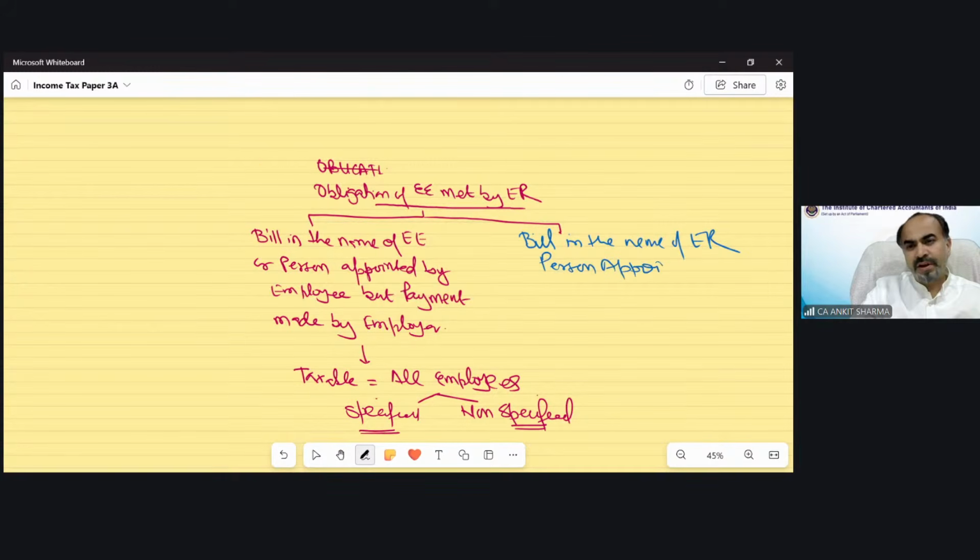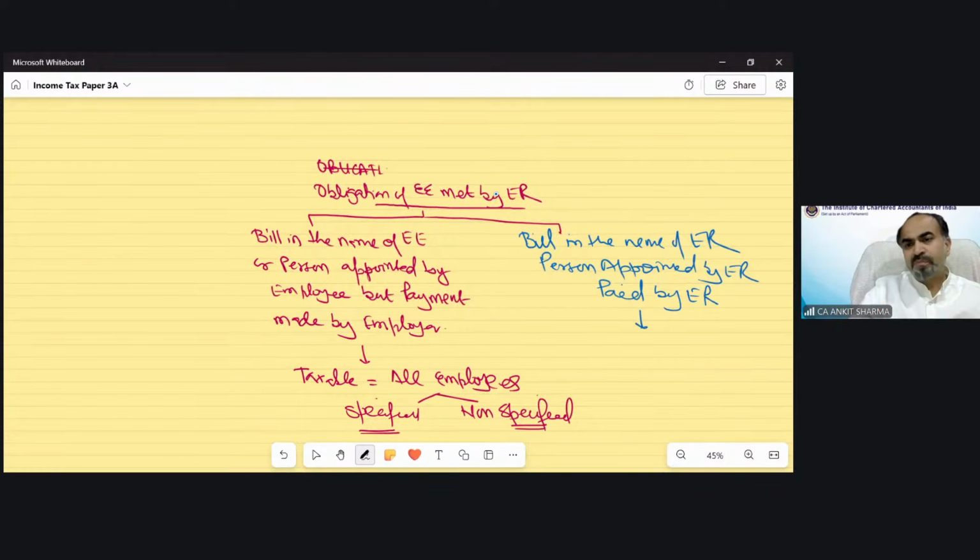Bill in the name of the employer or person appointed by the employer, of course paid by whom? Employer always. That's why it's a perquisite. If the employee is paying, then it cannot be a perquisite. It would be an expenditure, no treatment in the salary act.